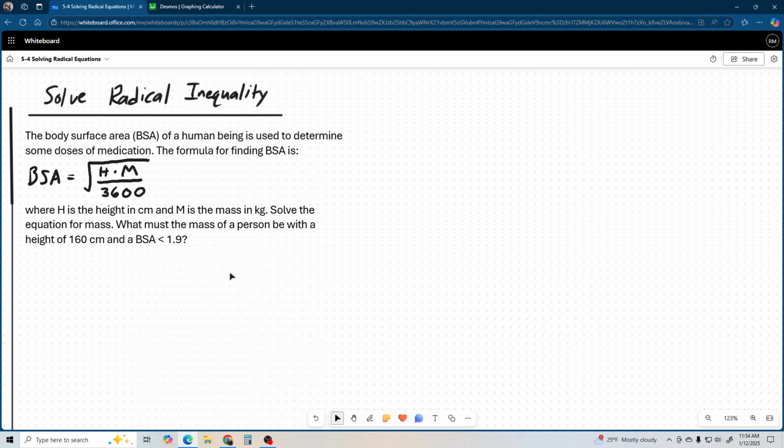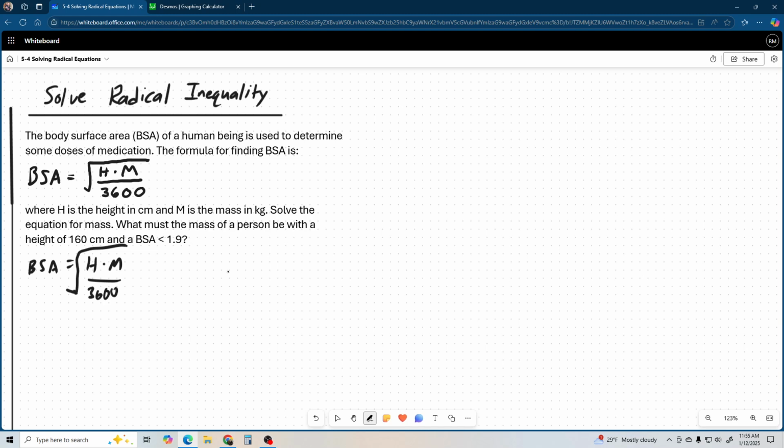Okay, so first of all, it says solve for mass, right? So let's solve for mass. If we have BSA equals the square root of the height times the mass, over 3600. The first thing you have to do in this equation would be to square both sides.